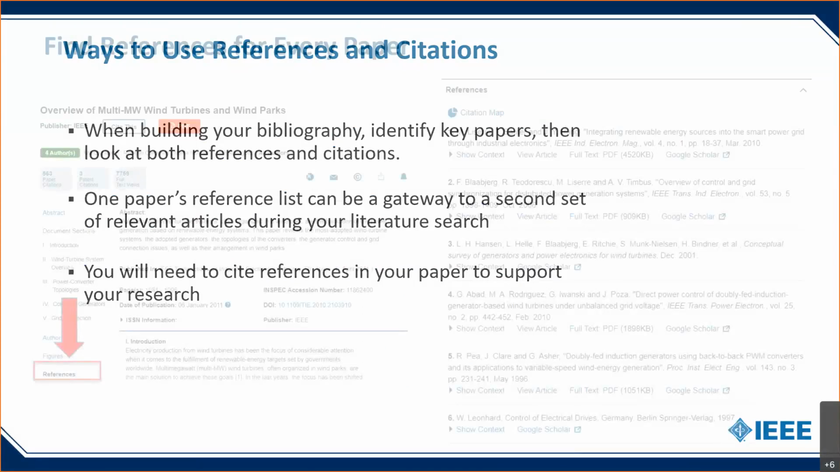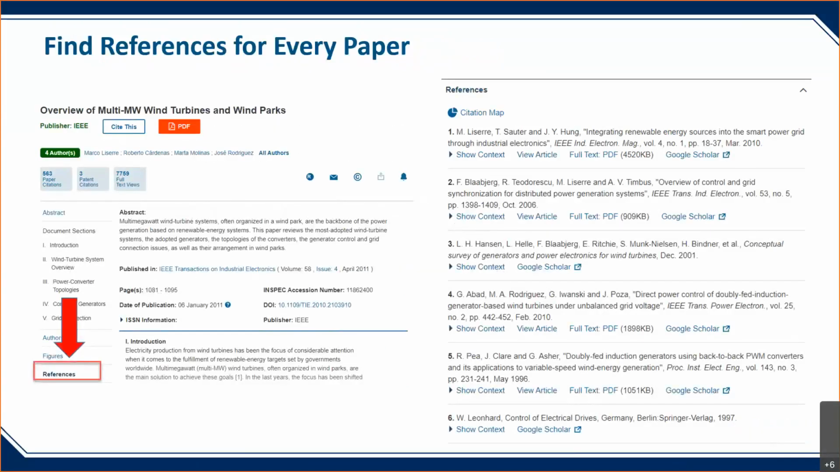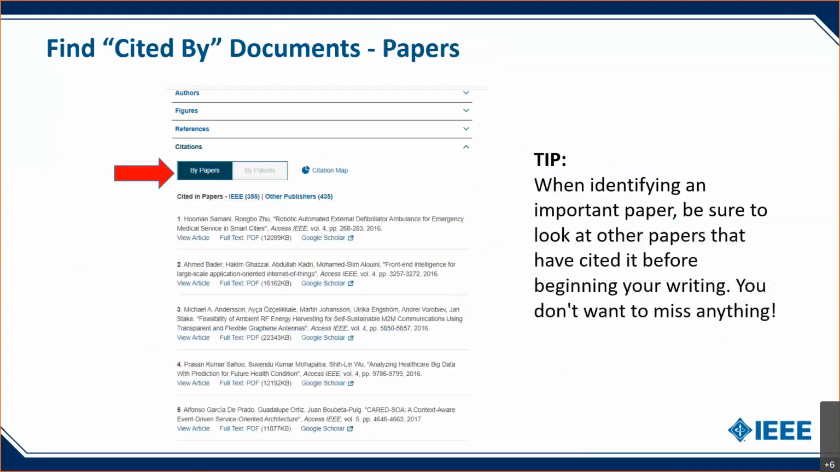You can actually find the references for every paper. If you are on the article abstract page, you can follow the references, and the references list will come up. You may want to go through and pick up what is interesting. Likewise, you can also look at the citations that we have classified into articles available within IEEE and also other publishers. You can follow those likewise.